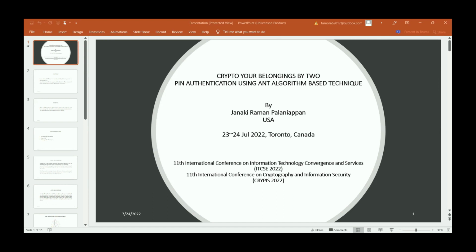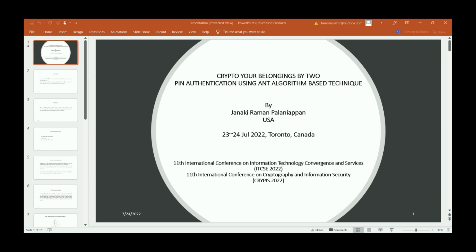So the techniques used: there has been a combination of techniques used for this method. A cryptography technique has been used, and a two-pin authentication, so the user must enter the two pins. Then the Ant algorithm techniques. I would explain everything in the forward slides. Before going deep into the method, I would give basic information about cryptography and what the Ant algorithm is.